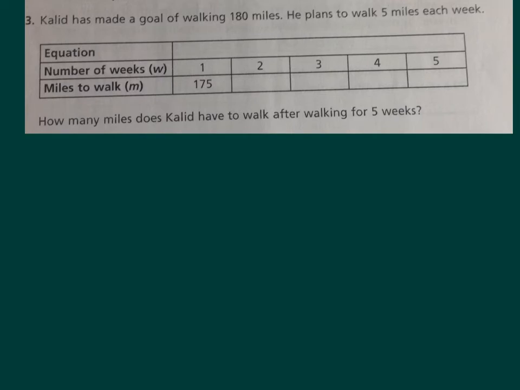Khalid has made a goal of walking 180 miles. He plans to walk 5 miles each week. So his total number is 180, and he's going to subtract the 5 miles he walks each week in order to get how many miles he has left to walk. So 180, that's our total that they gave us that he wants to go. The 5 comes from how much he wants to walk each week, and the W is the number of weeks.